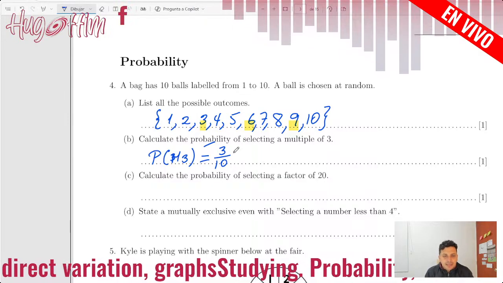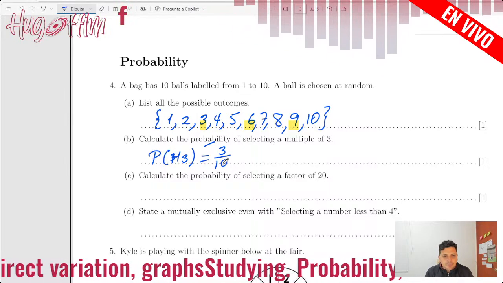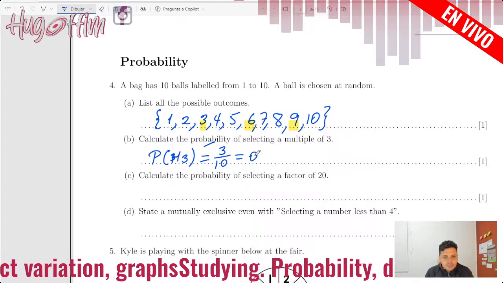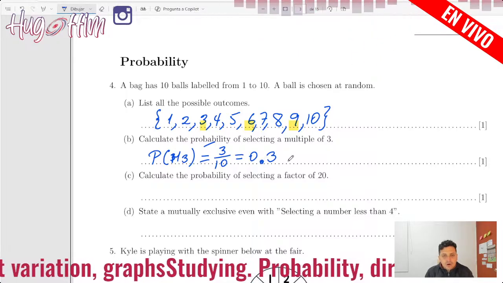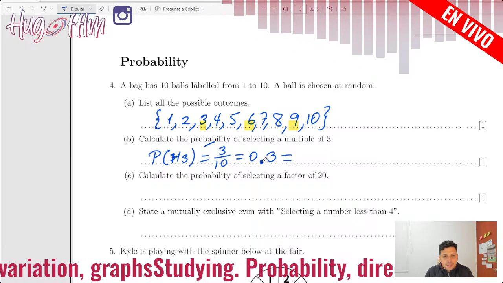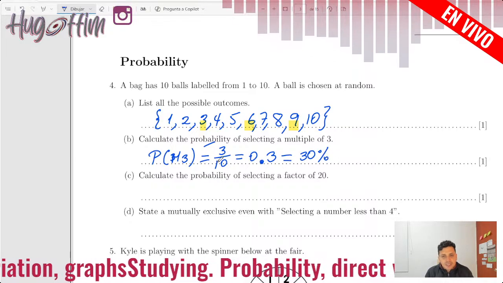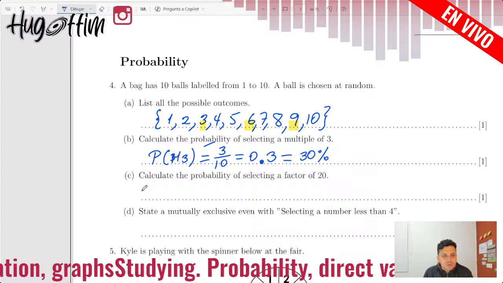If you need it as a decimal, remember that it's divided by 10, so you move the decimal point once. You can put 0.3. Or if you want it as a percent, you just need to multiply this decimal by 100 to get 30%. Any of these 3 answers will be allowed.